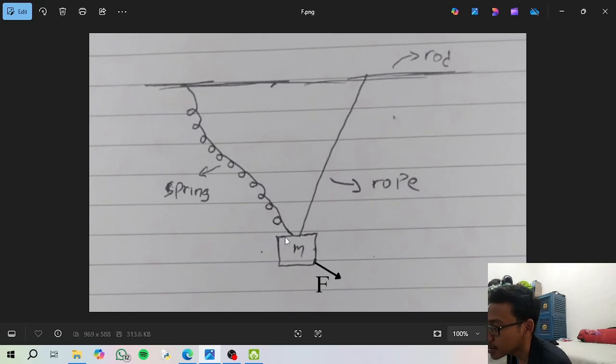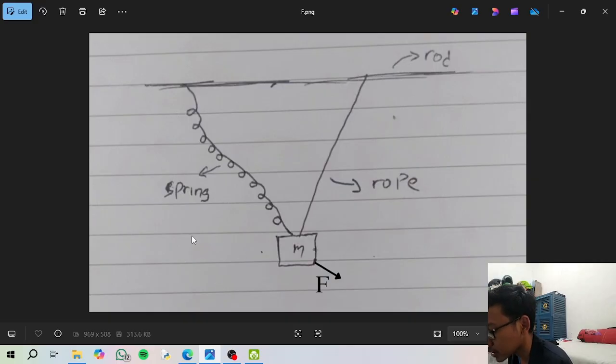So how is this system moved? When I give this mass a force in this direction, in a diagonal direction, and then release it, the spring will pull it back. After that, it will push it back, and the spring does it a couple of times. So back and forth, back and forth.